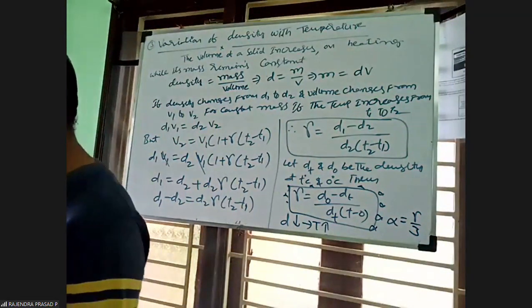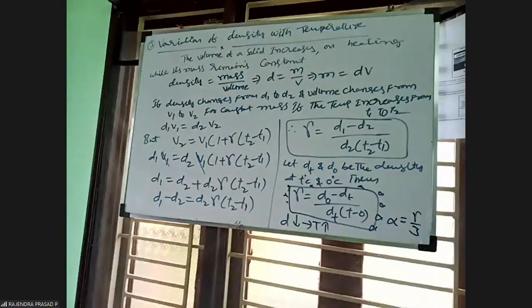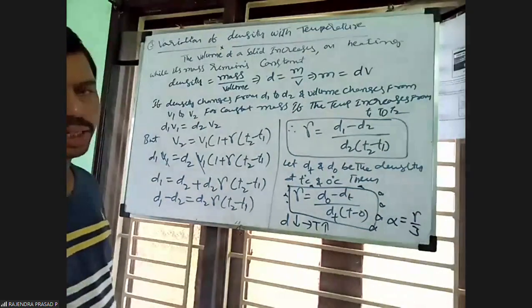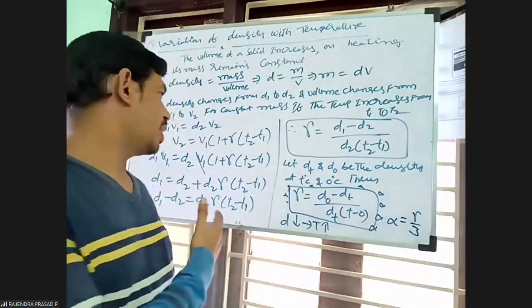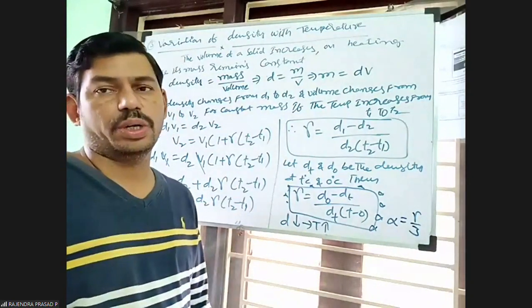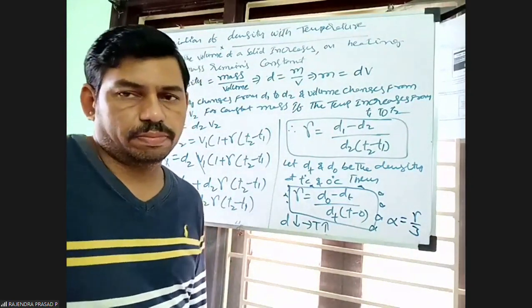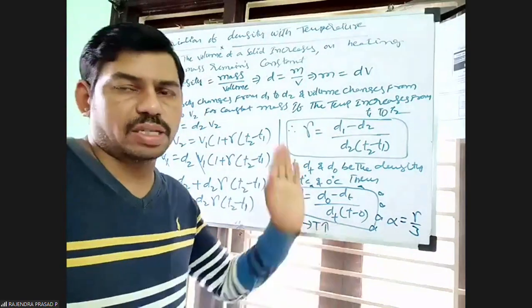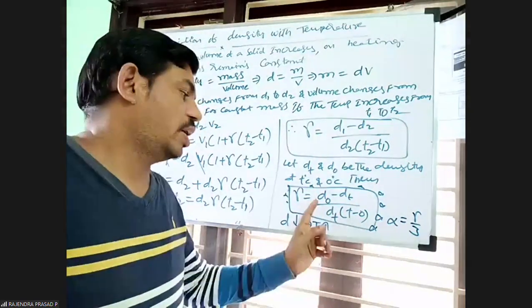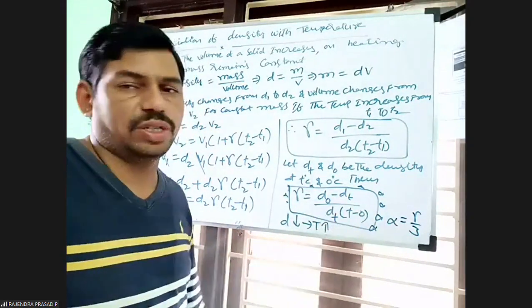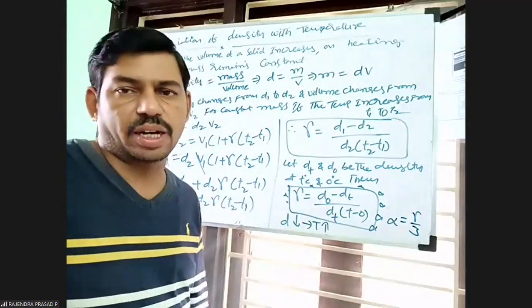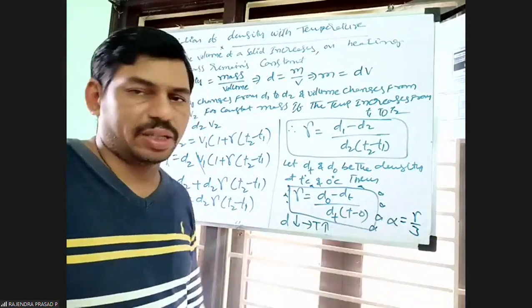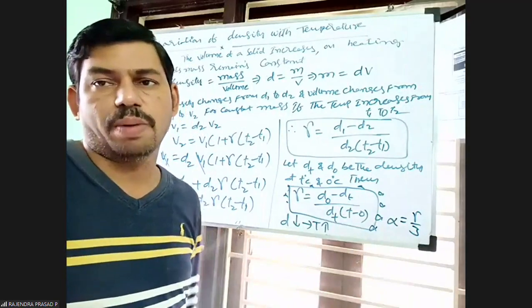First gamma is calculated. For example, if beta is to be calculated, it is the same as before: 3 by 2 into alpha by beta. First gamma is calculated, in terms of this formula: (D naught minus DT) by DT into (T minus 0). After that, for example, alpha is calculated as gamma by 3, and beta is calculated as 3 by 2 into gamma.